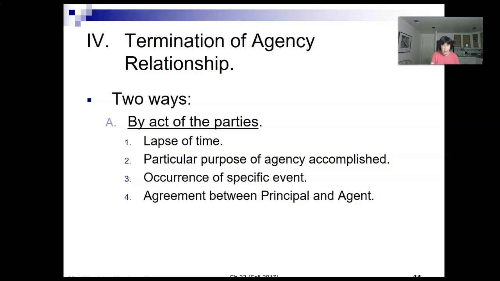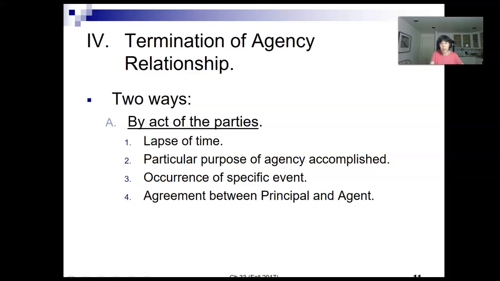All right. Second and third are somewhat similar, right? The agency could be set up with a certain goal in mind, a certain objective in mind. And so once that purpose or objective is accomplished, once a certain event, maybe the sale of a property occurs, then there's no longer a need for the agency, and the agency will terminate.